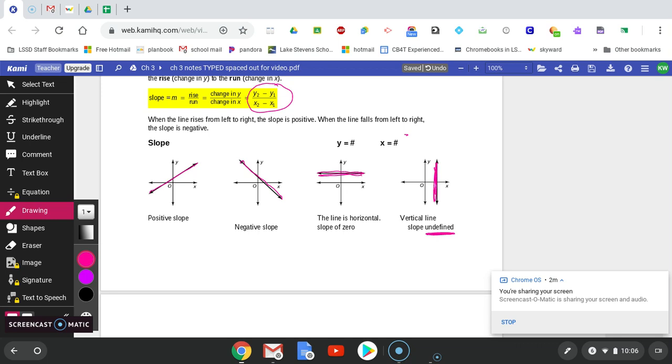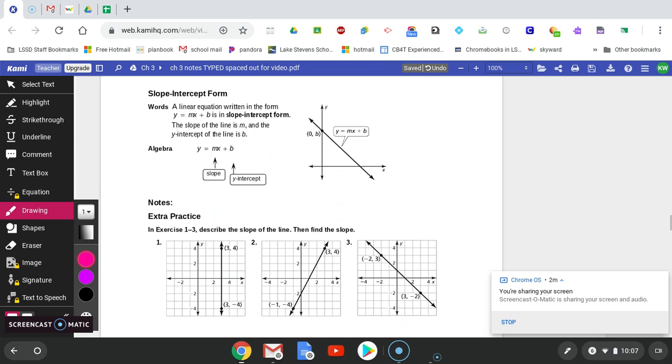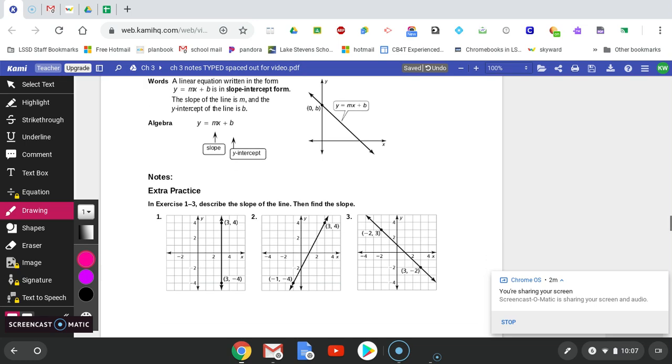And part of that reason is because you write it as the equation x equals some number. So there's no y equals anything in it, which means you can't have a slope. Can't be written in y equals mx plus b form. It does not have a slope. The slope is undefined. All right, so slope-intercept form, again, y equals mx plus b. M is your slope, and b is your y-intercept.